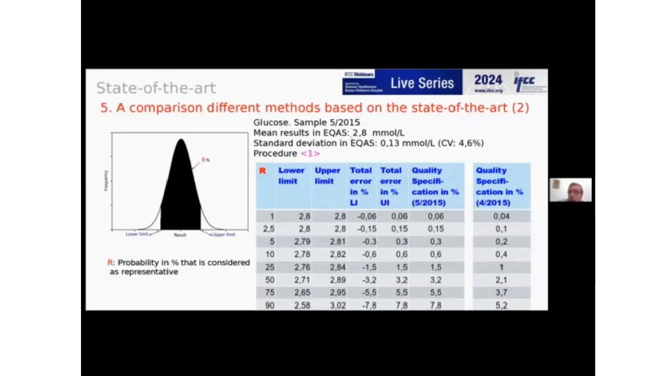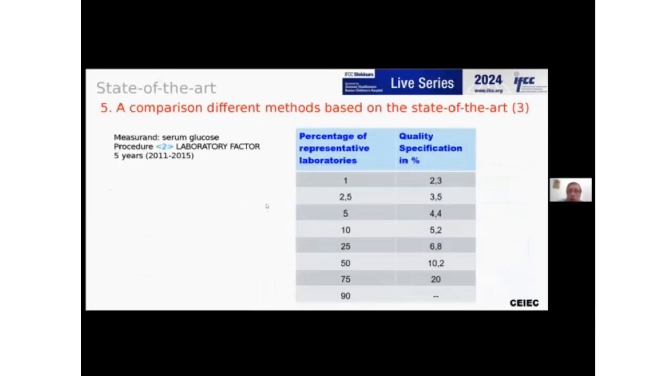If we use the second model, which takes into account results but gives equal weight to the laboratories, regardless of the number of results each delivers, we find that depending on the percentage of laboratories considered representative, we would also have very differentiated specification values. In this case, the results are presented for glucose for 5 years, which represent 60 results. And we observe again that depending on the percentages of laboratories considered representative, we would have differentiated specification values.